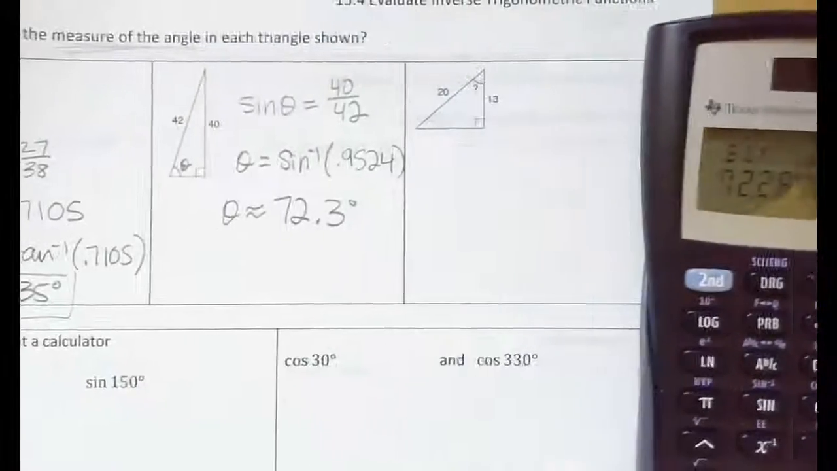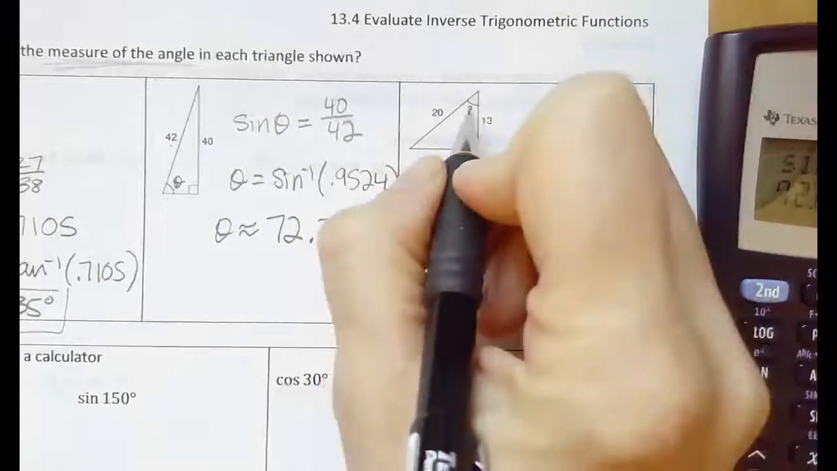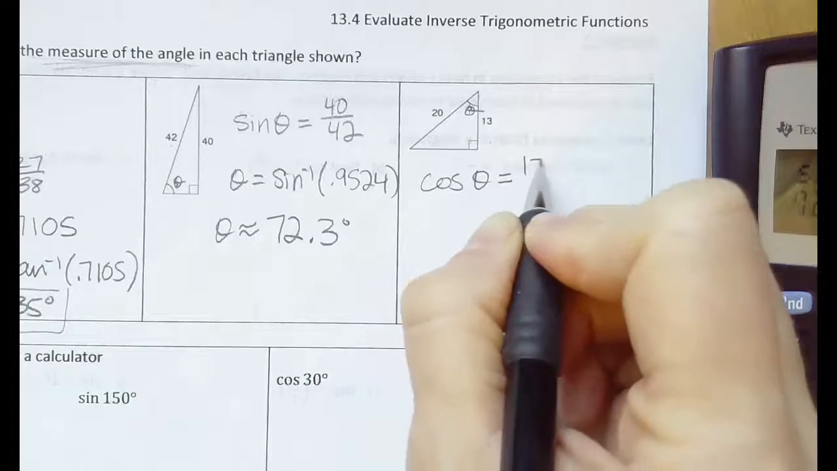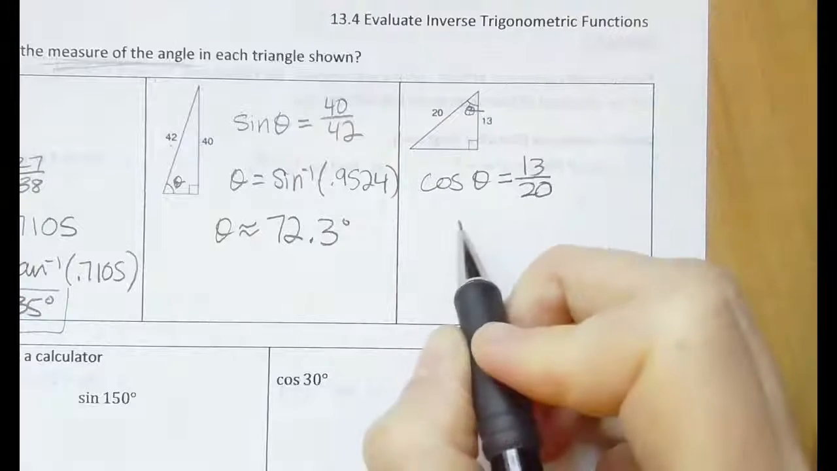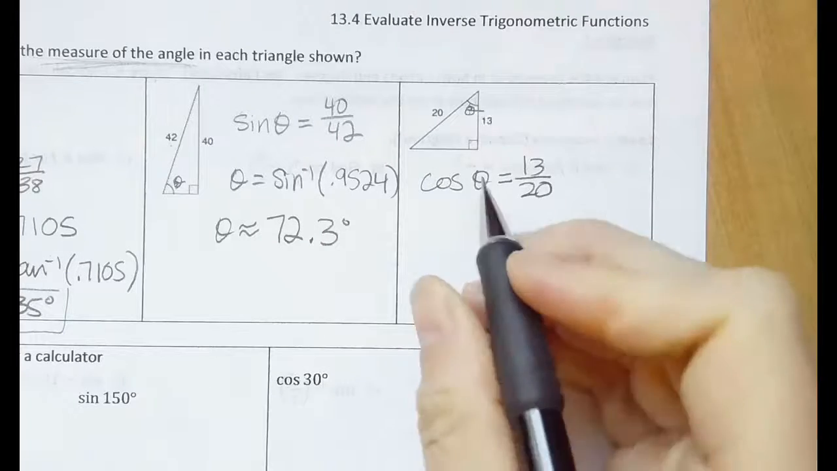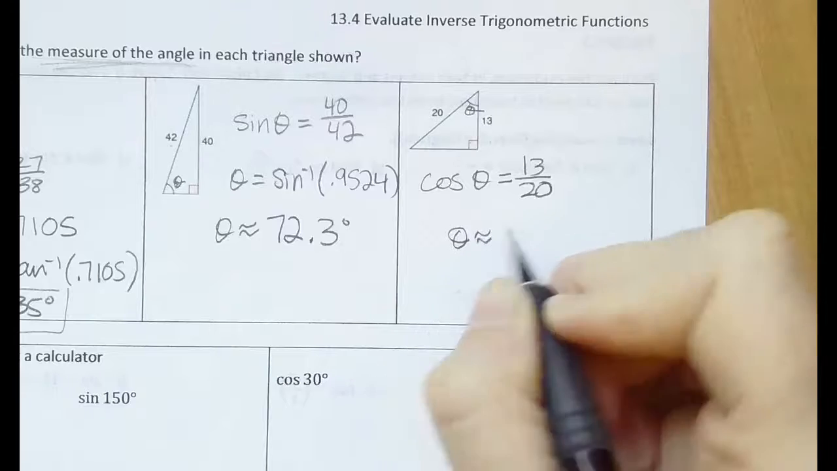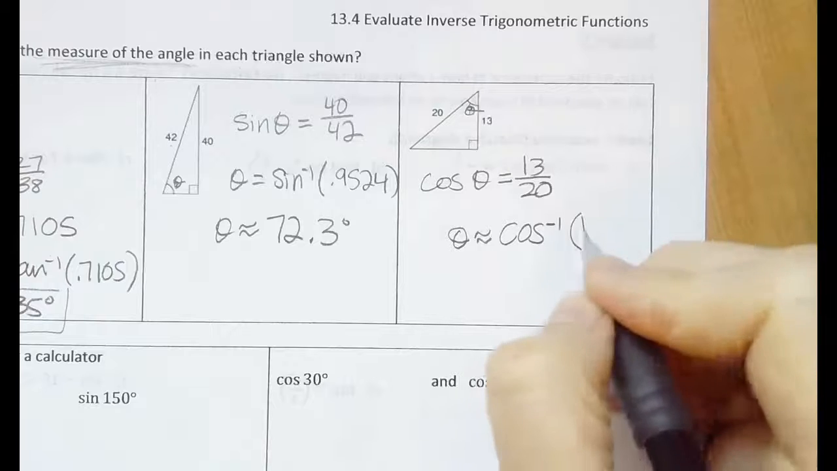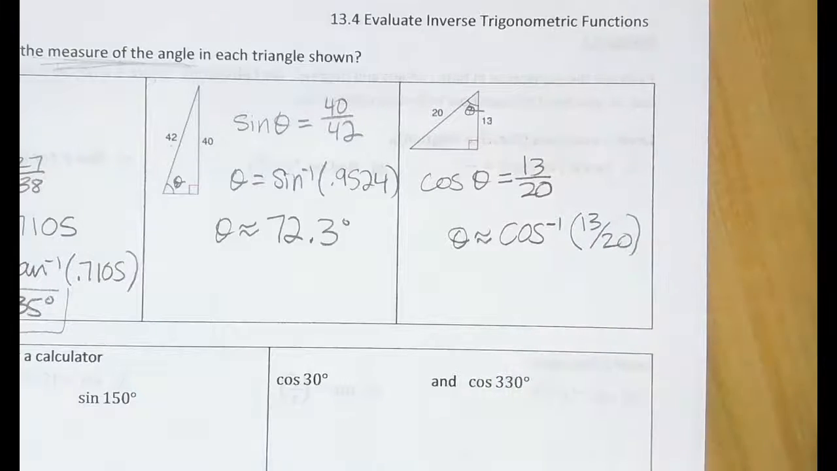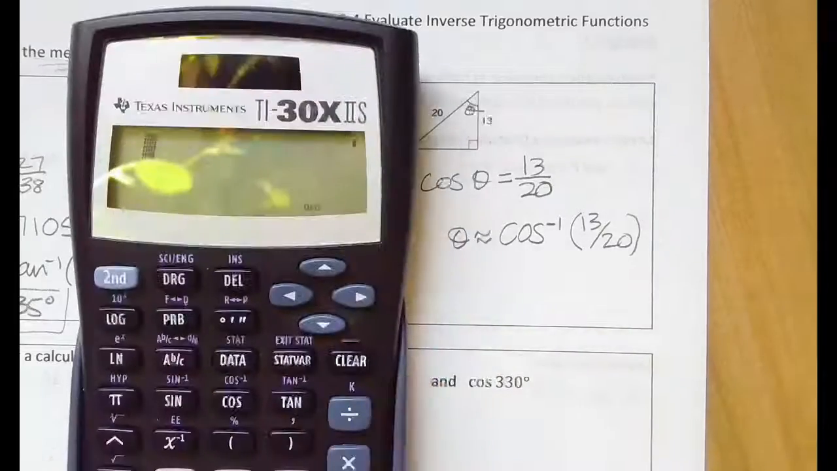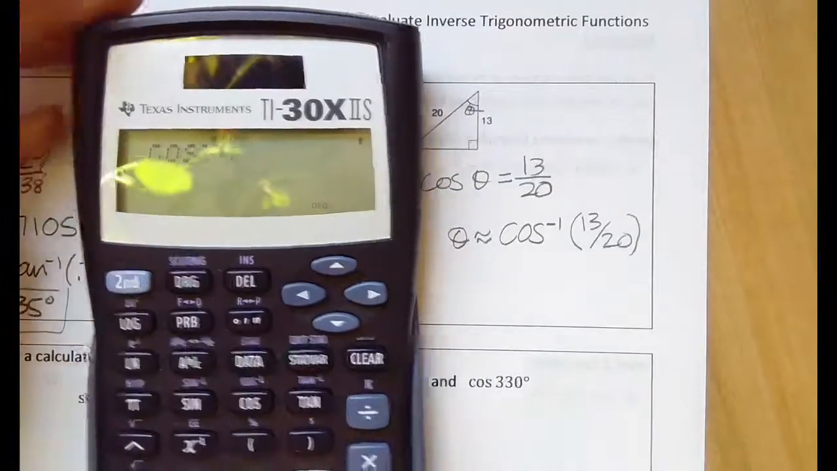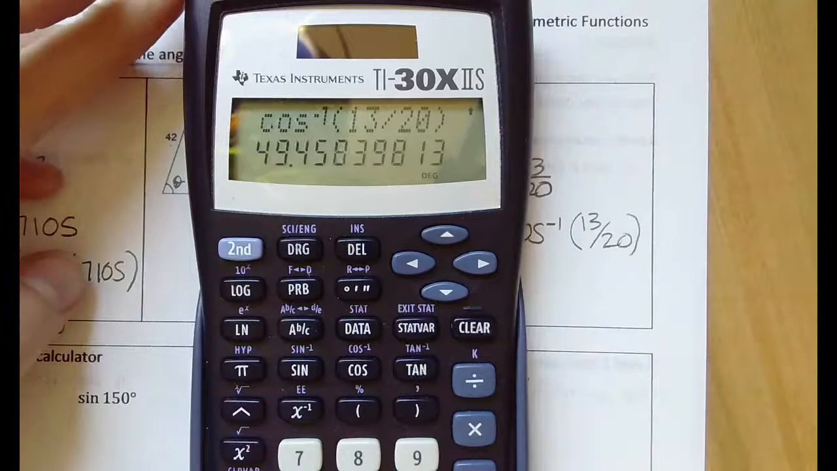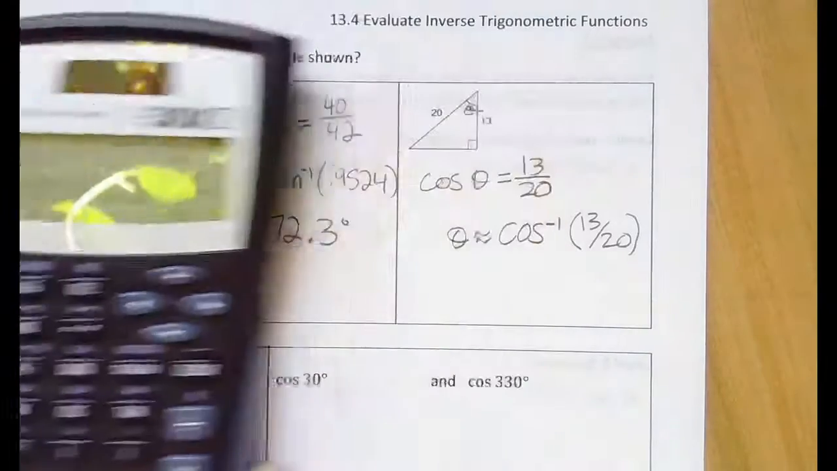The even shortest way to do this: let's make that our theta. This is a cosine. Cosine of theta equals adjacent over hypotenuse. Instead of dividing 13 by 20 in my calculator and writing that out, the shortest way is to say inverse cosine of 13 over 20. So inverse cosine of 13 over 20 is 49.5 degrees.